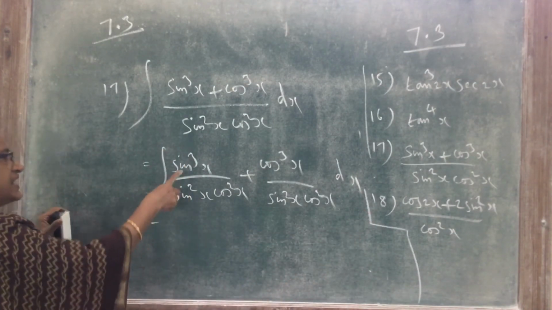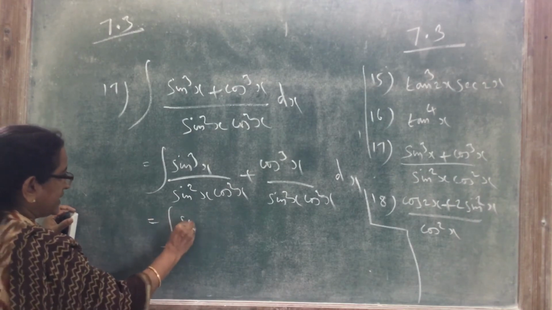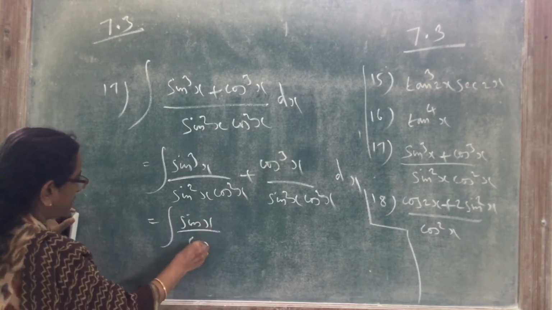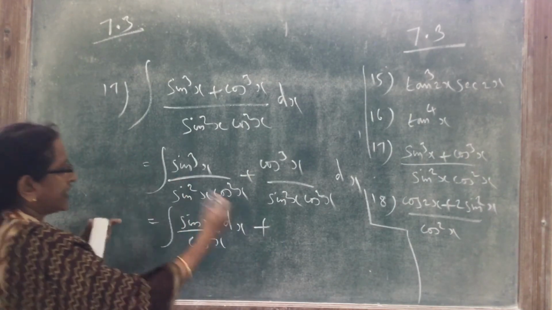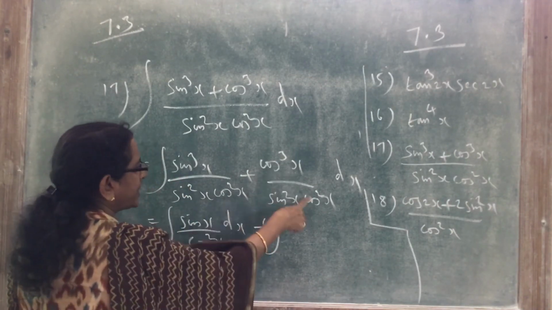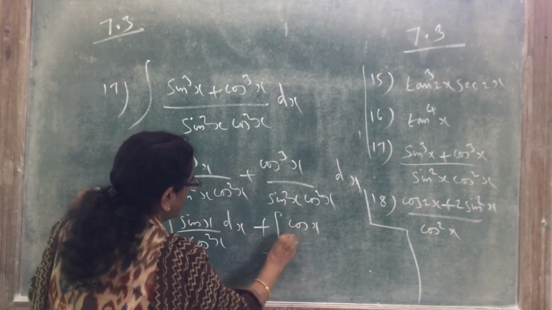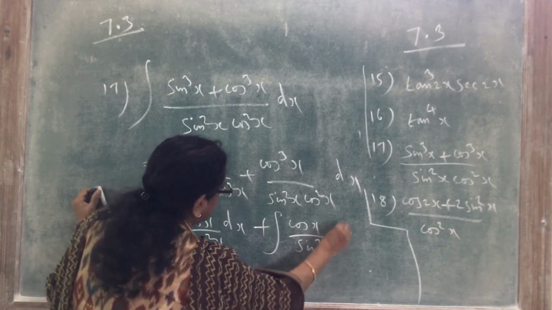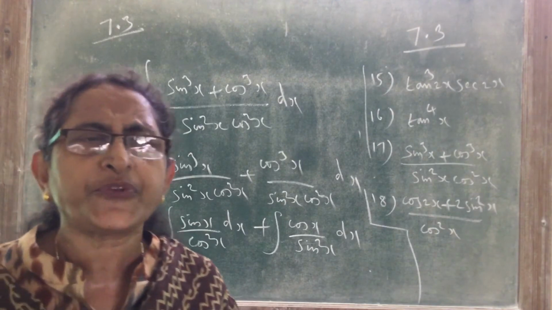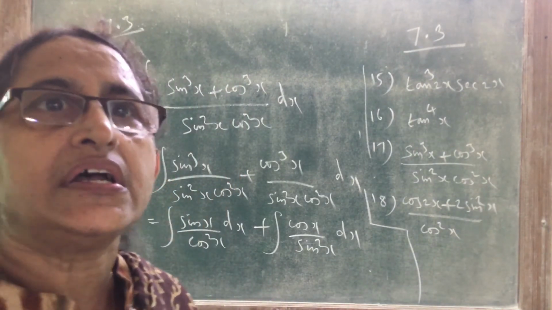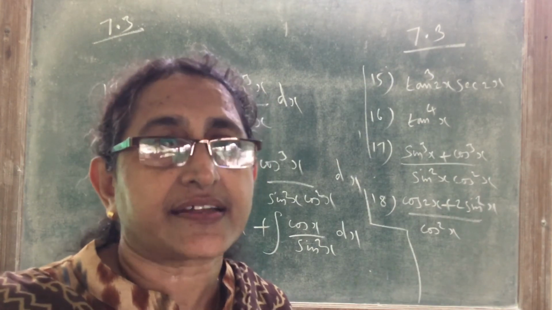Now simplify and see. In sin cube, sin square x we can cancel. What is remaining is integral sin x by cos square x dx, plus the second integral, where cos square x cancels, so cos x by sin square x remains. Now remember, we have done this in the first exercise. How to integrate sin x by cos square x? That is the same as sin x by cos x into 1 by cos x. That is sec x tan x.